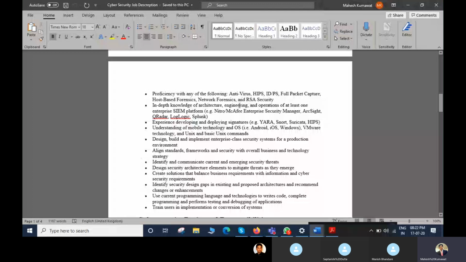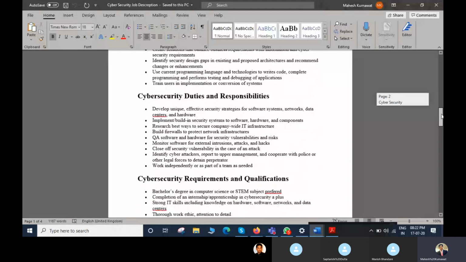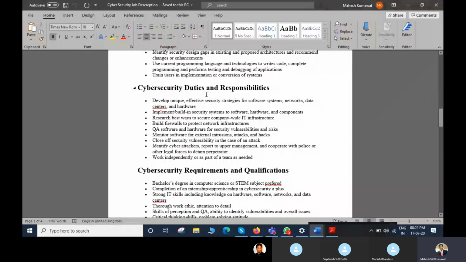HIDS, AIDS, antivirus, McAfee, endpoint security solutions, Yara, we have studied these things in the previous one. Okay, and cybersecurity duties and responsibilities: develop unique, effective security strategies for software systems, networks, data centers and hardware.